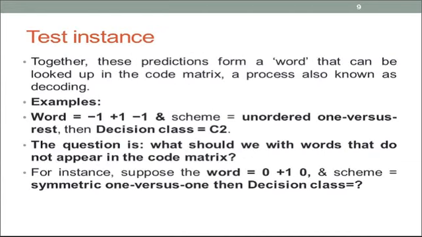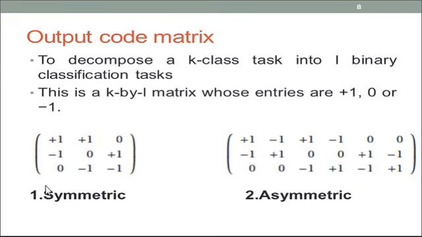Now if we have another word, for example 0, +1, 0, and the scheme is symmetric 1 versus 1, what is the decision class? We again have to match this word along the rows of the output code matrix. So 0, +1, 0 for the symmetric 1 versus 1 scheme. We see that there is no matching for any of the codes from this symmetric scheme.